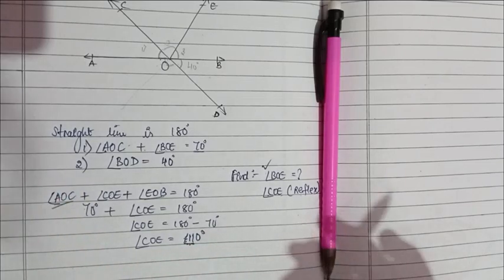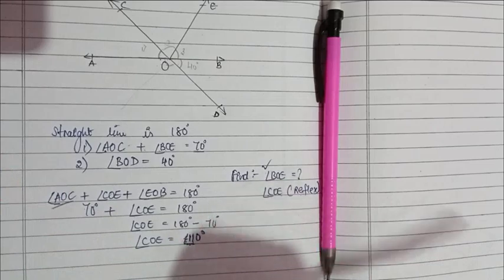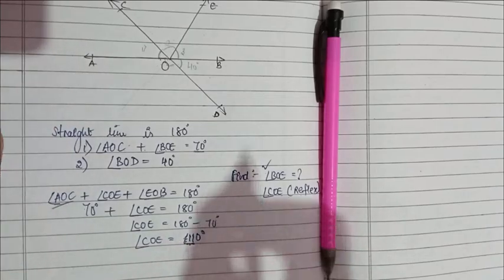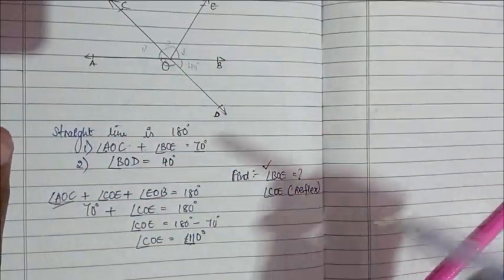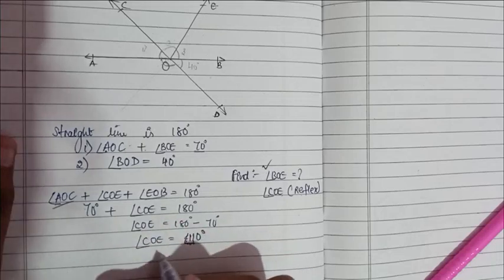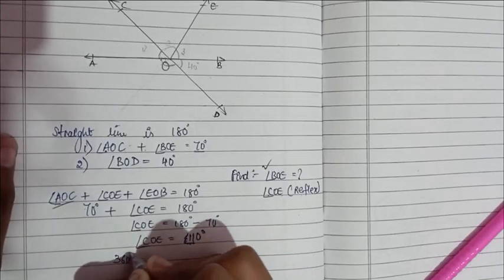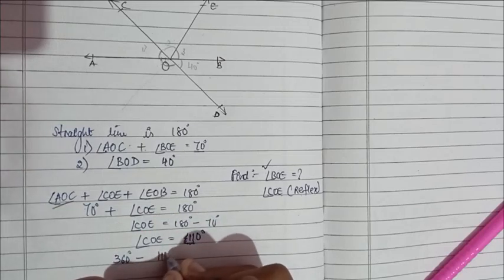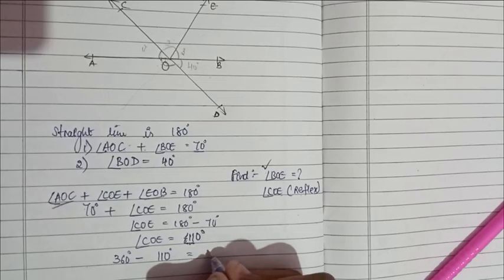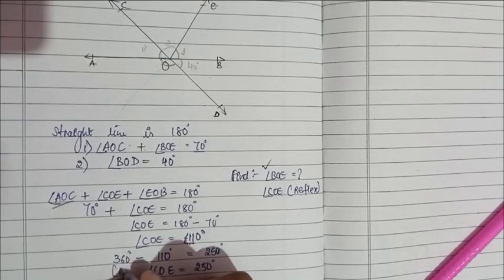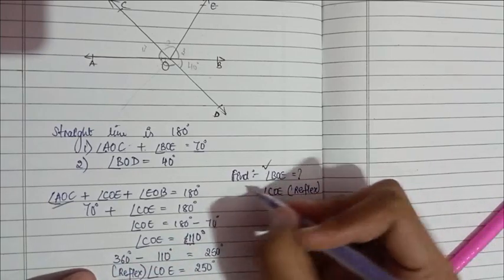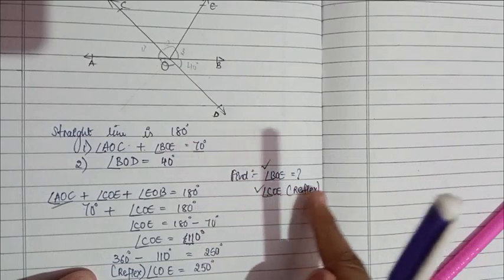But we don't have to find angle COE, we have to find the reflex. Reflex means we have to find this angle. The sum of all angles around a point is 360 degrees, so we just subtract: 360 degrees minus 110 degrees is 250 degrees. So angle COE reflex is 250 degrees.